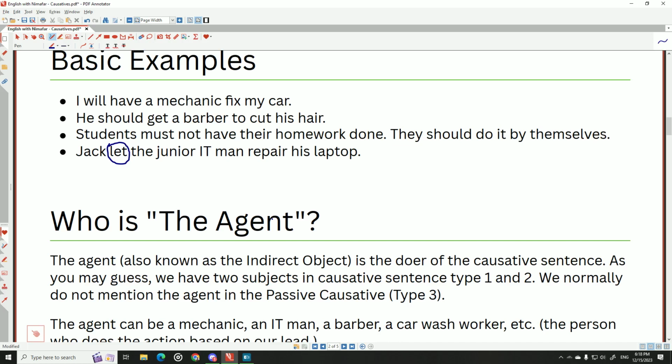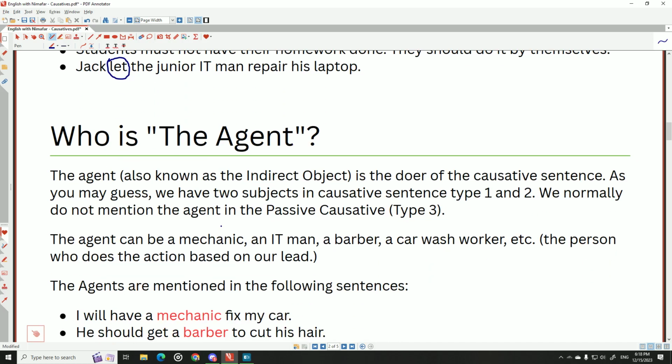So technically we can say, who is the agent? The agent, we also call it the indirect object, is the doer of the causative sentence. As you may guess, we have two subjects in causative sentences type 1 and 2. We normally do not mention the agent in the passive causative. I had my car fixed. By who? Well, who cares? The point is the car. So you don't care about the doer, the agent.